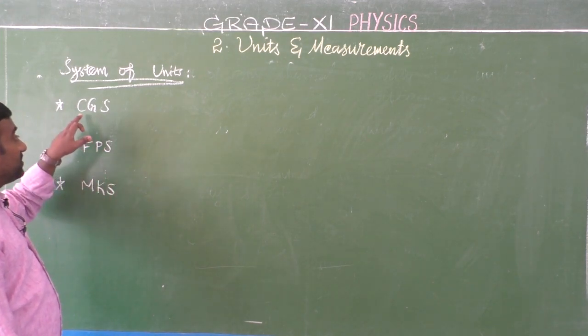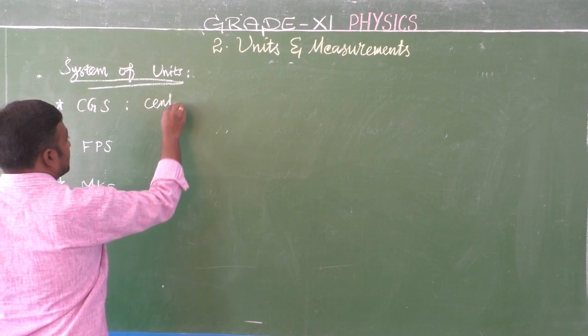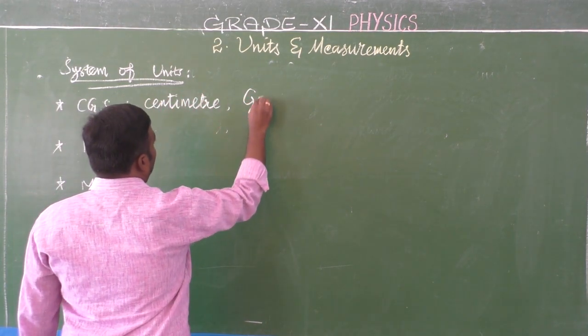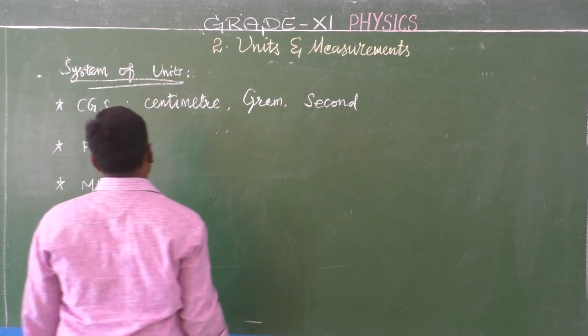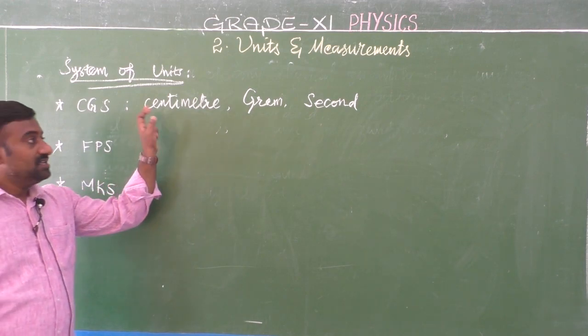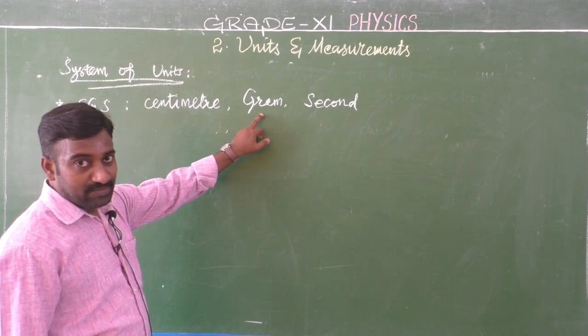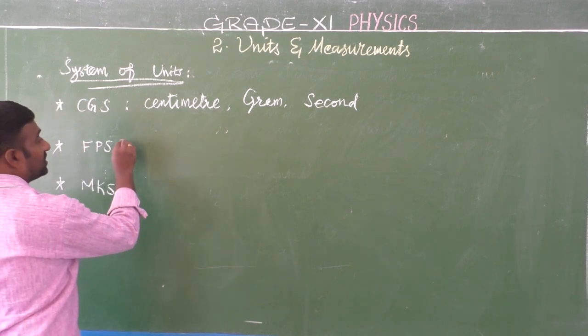The first system of unit is CGS, which means centimeter, gram and second. To measure the length they use the unit centimeter. Similarly, to measure the mass they use the unit gram. To measure the time they use the unit second.